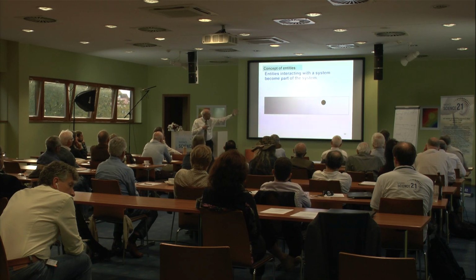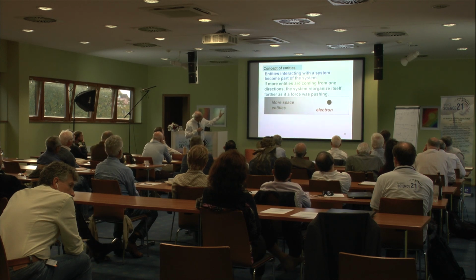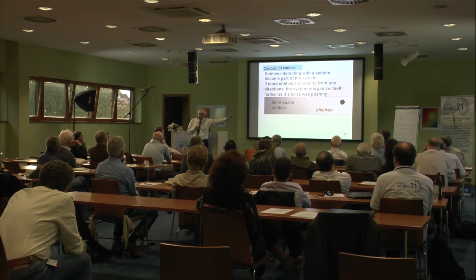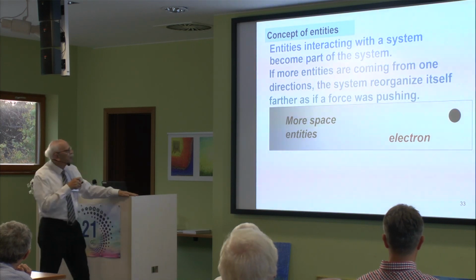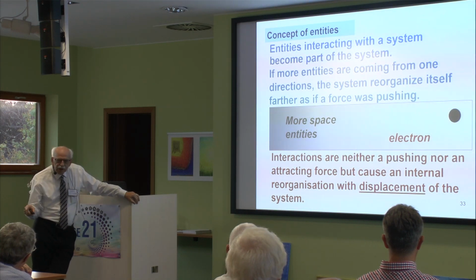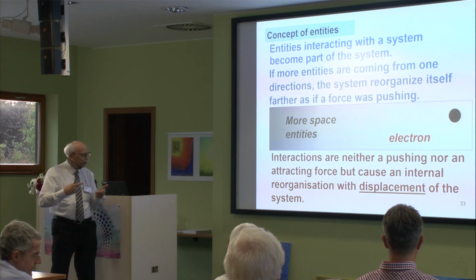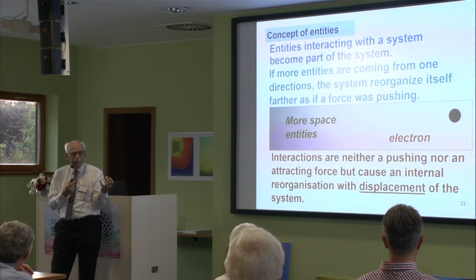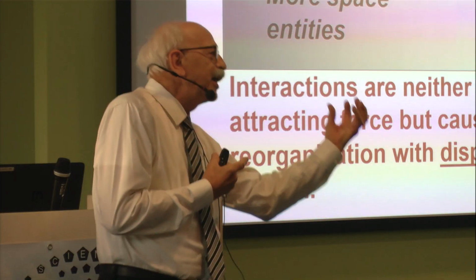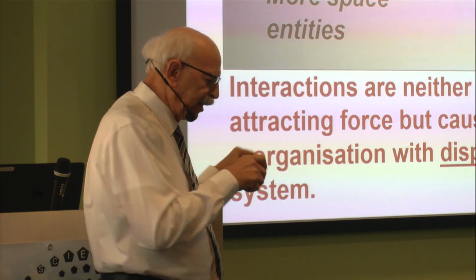Entities interacting with a system become part of the system. So if you have an electron, entities coming more dense on this side, what will happen? It will probably go in the electron, and the electron will just move away, like if it was pushed by these entities. Interaction is neither pushing nor attracting. It's not a pushing force, not an attracting force, but causes an internal reorganization of the system. And the system itself is reorganized further, as if it was pushed. Well, maybe it's not true, but it makes sense.